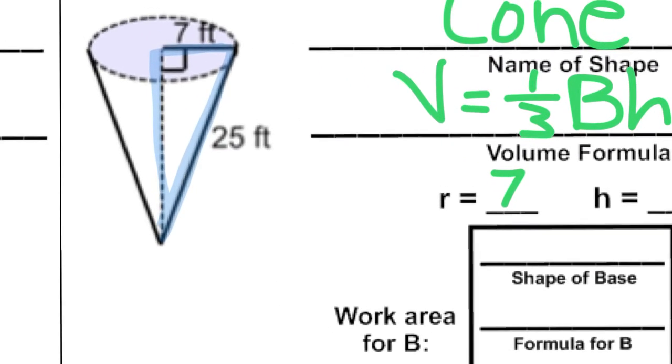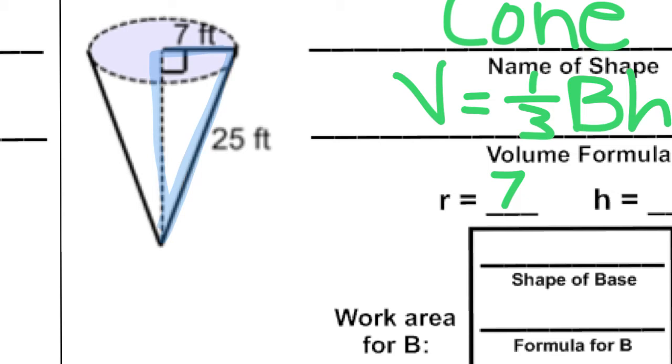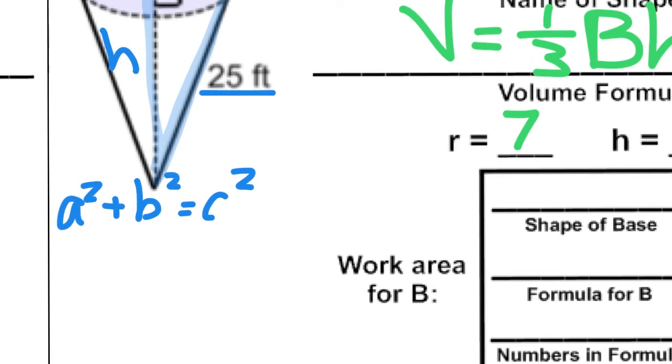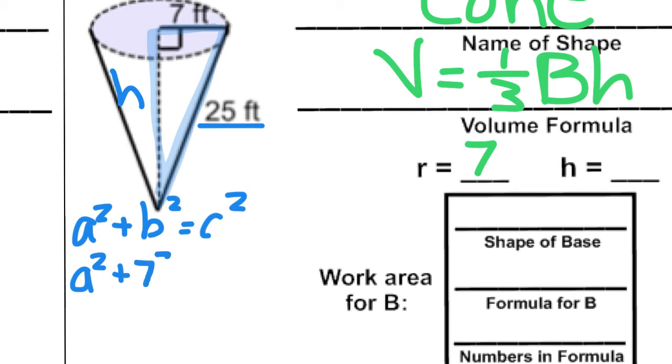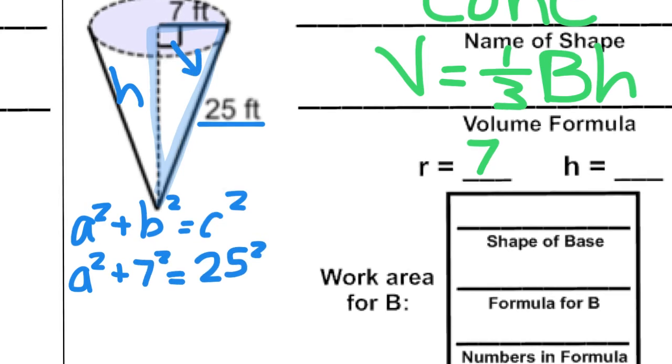And since it is a triangle, we can find this missing position, this height here, by using the Pythagorean theorem, a squared plus b squared equals c squared. So this slanted side, that's the hypotenuse. And we're looking for the height of that triangle. So that height will be a squared, and we'll use the 7 as our b squared. The hypotenuse should be easily recognizable because it is the one across from the right angle.